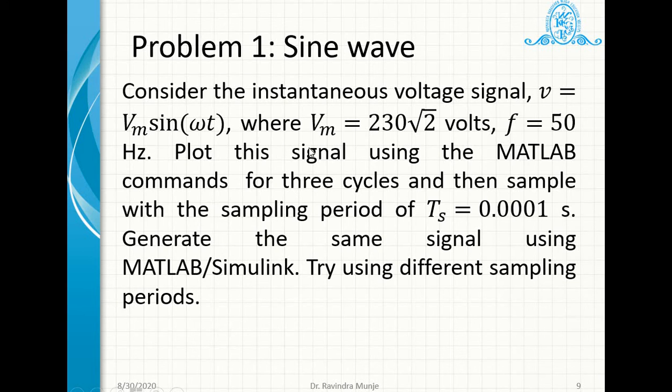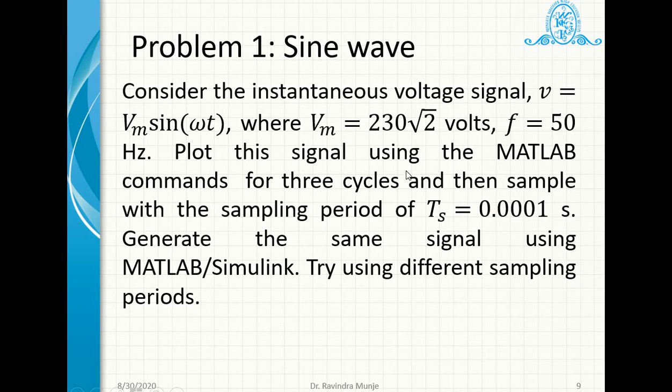For the sine wave, we know this is the expression, Vm sin omega t. So we need the value of Vm, the maximum value of the voltage. This small v is the instantaneous value of the voltage. Vm is 230 into root 2 and omega is 2 pi f. Omega is the angular frequency, right? Radian per second. So omega is 2 pi f, where f is 50 hertz. Using that we can calculate omega, and t is the time that will be changing from 0 to what?